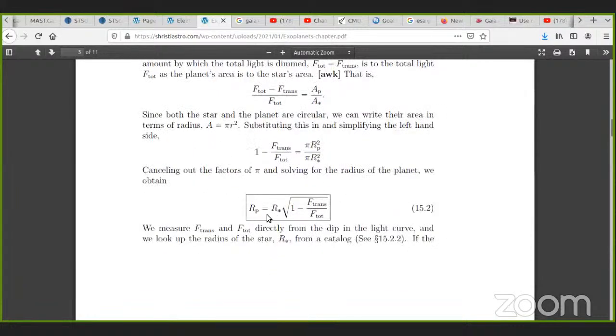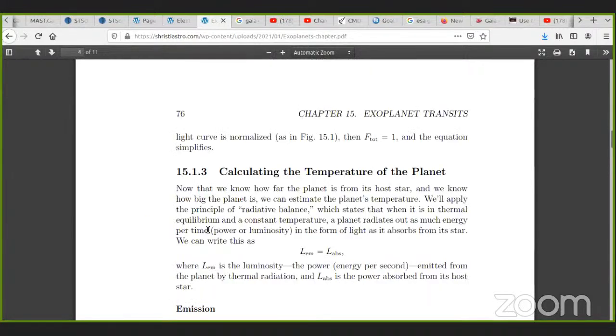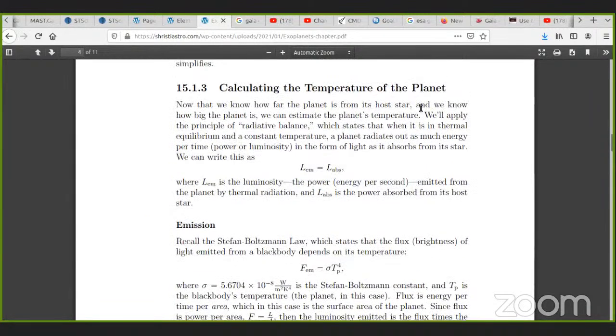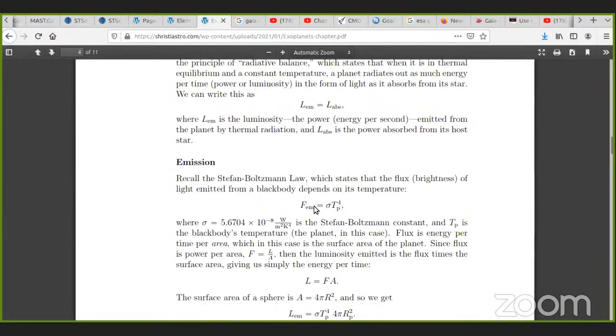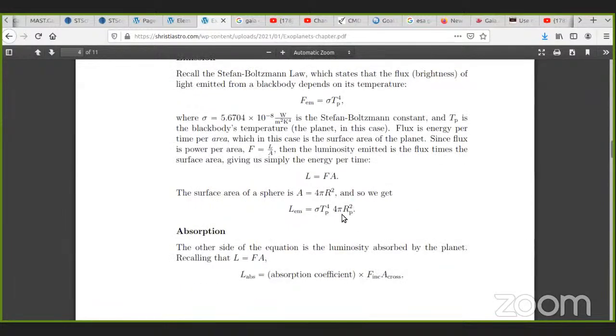as a function of the radius of the star and these parameters, right? These you will get from your data. The other thing he's done is how do you calculate the temperature of the planet, right? So this is directly taken from Stefan-Boltzmann's law, F is equal to sigma T power 4. And then you have the area already, right? You have the luminosity. We already know the radius from the previous step. So we can find out the temperature, right?